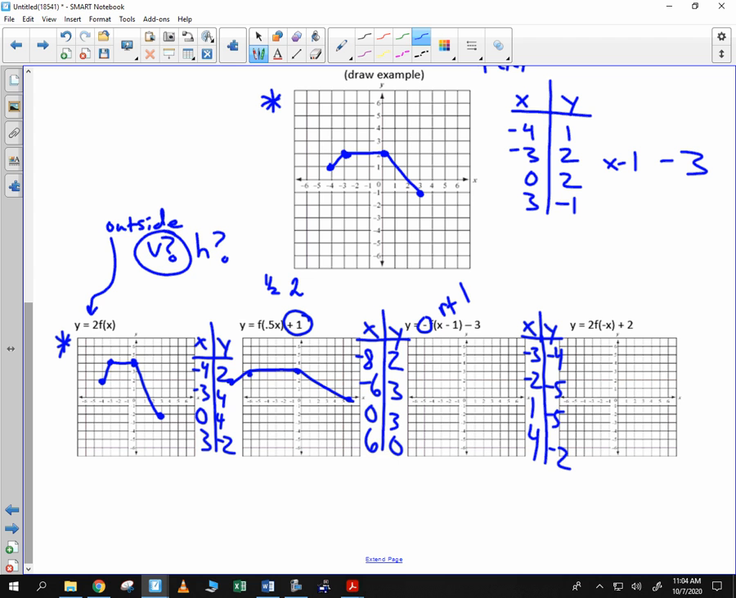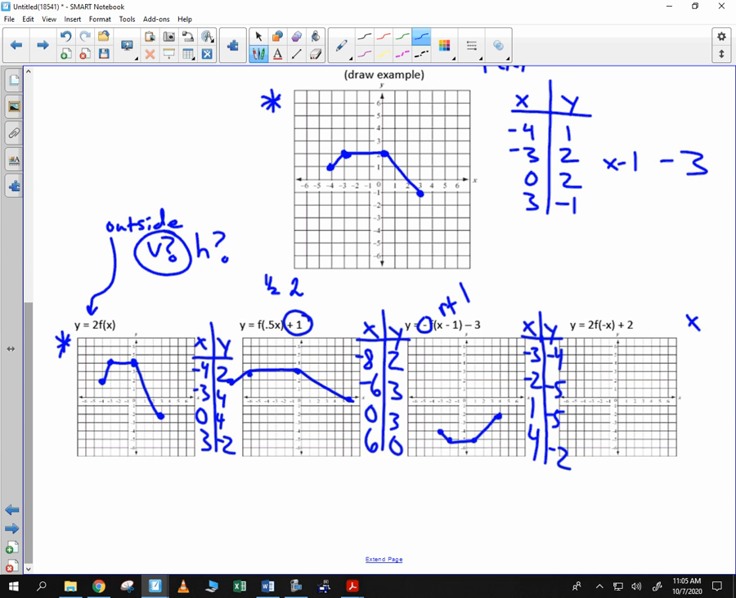So I'll plot those, back 3, down 4, back 2, and down 5, over 1 and down 5, over 4 and down 2. So you can see that what we wanted from this one, there was no stretch or compression, but it was shifted right 1. It was flipped upside down vertically, and it was shifted down 3. And that's the graph.